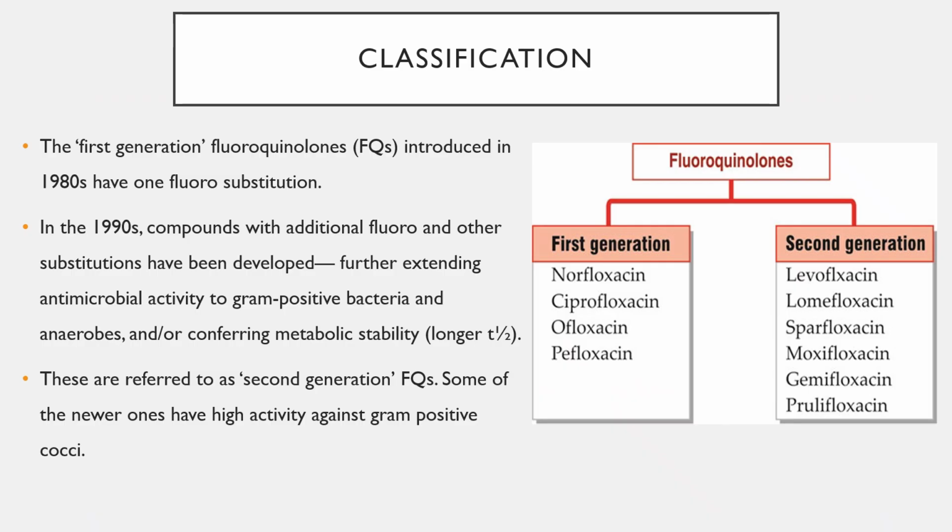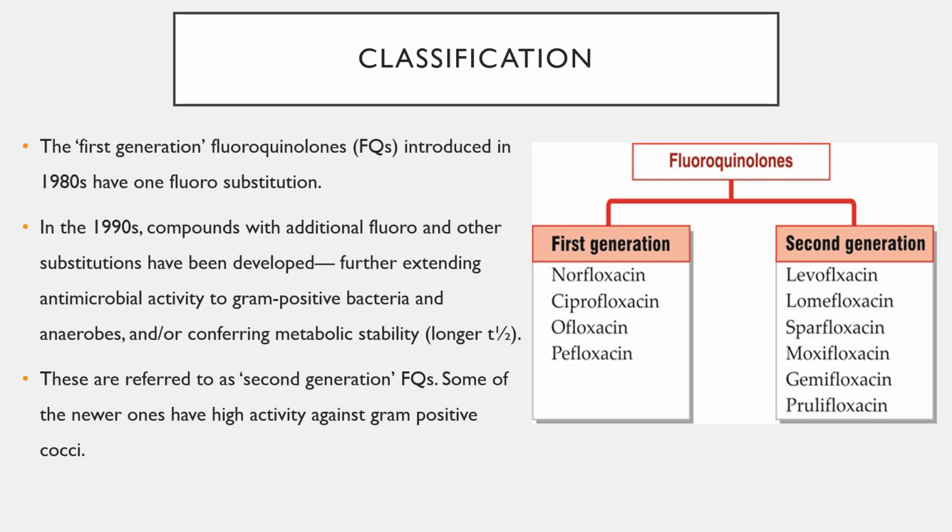Then comes the classification. The first generation fluoroquinolones, introduced in the 1980s, have one fluoro substitution. In the 1990s, compounds with additional fluoro and other substitutions were developed, further extending antimicrobial activity to gram-positive bacteria and anaerobes and conferring metabolic stability with longer half-life. These are referred to as second generation fluoroquinolones, and some of the newer ones have high activity against gram-positive cocci. So fluoroquinolones are divided into two generations: the first generation and the second generation.